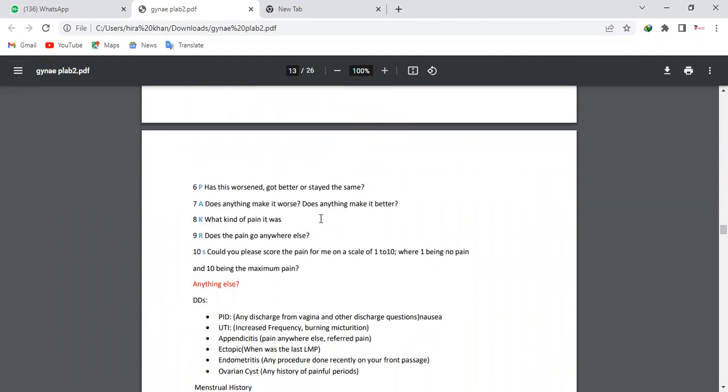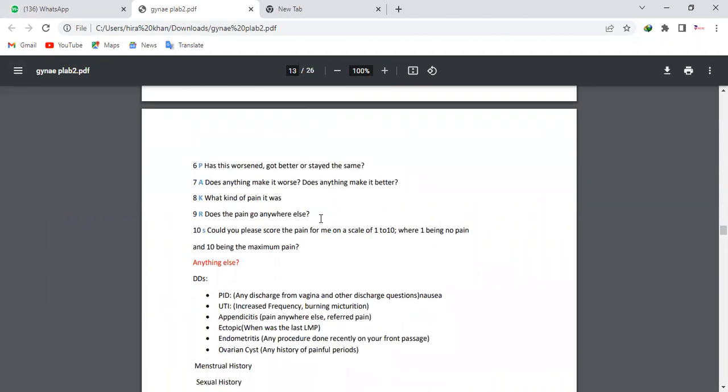You have to ask all these questions, because by doing this, you are going to rule out a lot of diagnoses. So what are my DDs? PID, since it is a female with pain. Have you noticed any discharge from your vagina? If she says this, ask questions about the discharge: color, amount, odor, consistent with periods or not, and for how long. Then ask about nausea, and then rule out other symptoms.